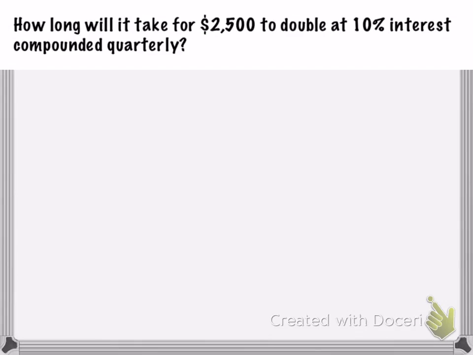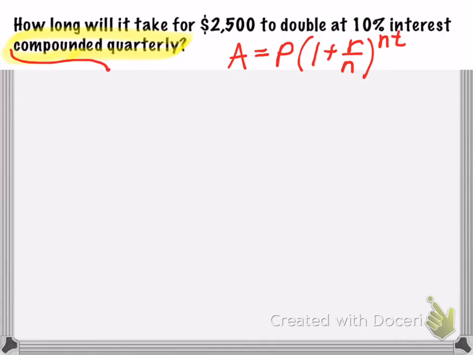How long will it take for $2,500 to double at 10% interest compounded quarterly? Because it tells us that the interest is compounded quarterly, we know that we need to use our compound interest formula. A is equal to P times the quantity 1 plus R divided by N raised to the N times T power, where N is the number of times a year that the interest is compounded. So N is equal to 4 in this case.